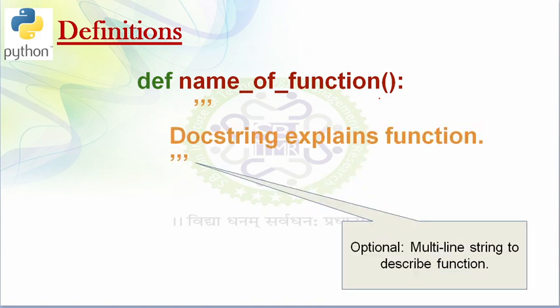Next we have the multi-line string to describe the function. The first string after the function header is called the docstring, which is short for documentation string. It is basically used to briefly explain what a function does. Although it is optional, documentation is a good programming practice.